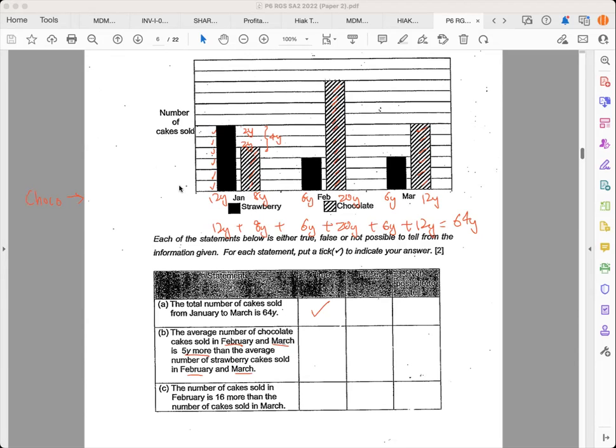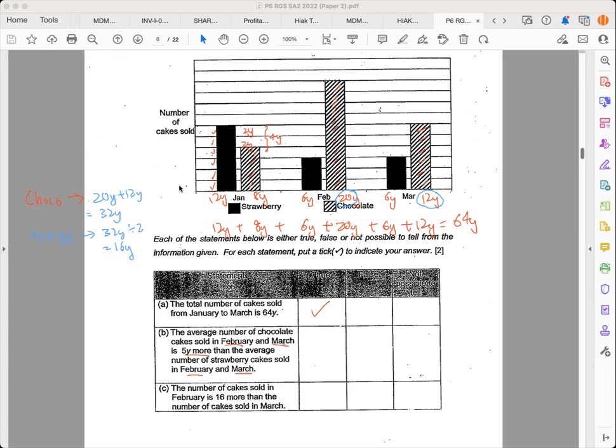February will be 20 and March is 12. All right, so it's 20y plus 12y. You get 32y. Average will be 32y divided by 2, 16y.